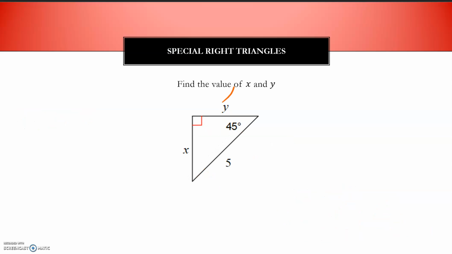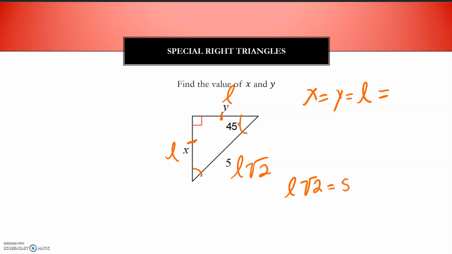So here again we have L, and then we have L root 2. And the nice thing here is because when we are done with the problem, we know that X equals Y equals L. So as soon as we find out what L is, we have our answer. But the problem is there's something in the way of that. So we have L root 2 equals 5.